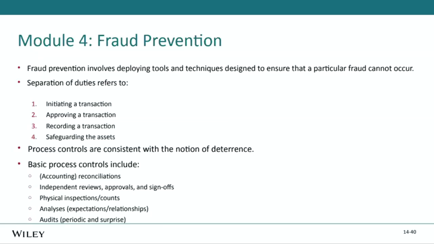So, separation of duties, so key. Okay, and here we have the four places where we want to separate duties: the initiation of a transaction, and then the approving of a transaction. The person initiating a transaction should not also be approving it. Worst case scenario, the person initiates, approves, records, and then safeguards the asset. Man, that's a problem. Okay. So let's separate those. One person initiates, another person approves, another records, and a fourth person safeguards the asset.